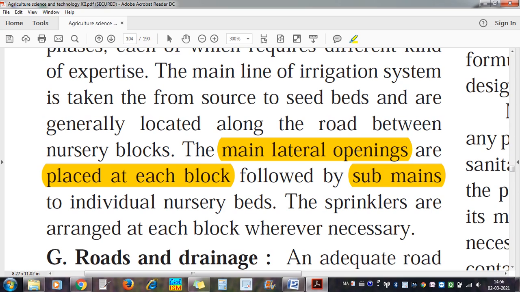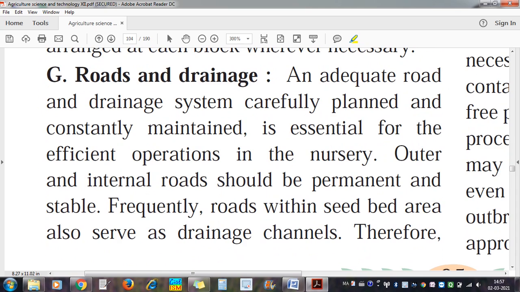followed by sub main to individual nursery beds. Means water should be taken over there to the beds, and water can be given by sprinkler method, by drip method, or by other methods. The method to be utilized for irrigation should be such that it should not waste water, it should be properly utilized, and there should be no damage to the seedlings.